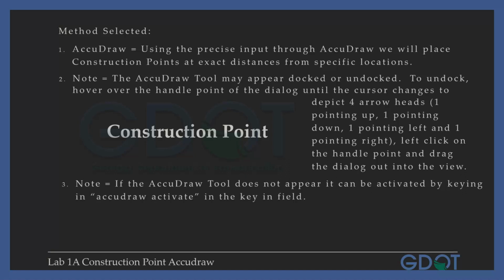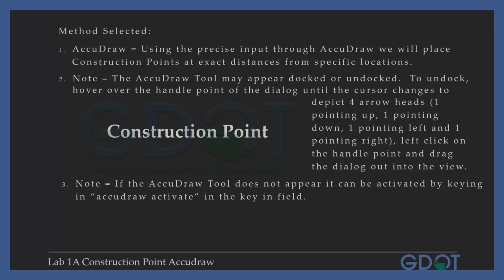Using the precise input through AccuDraw, we will place construction points at exact distances from specified locations. The AccuDraw tool may appear docked or undocked. To undock, hover over the handle point of the dialog until the cursor changes to depict 4 arrowheads, one pointing up, one pointing down, one pointing left, and one pointing right. Left-click on the handle point and drag the dialog out into the view.